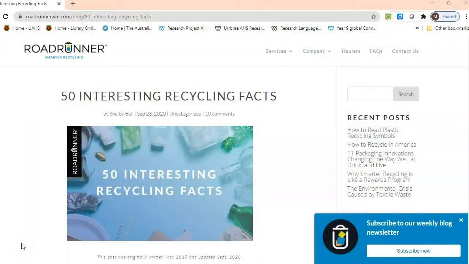This library bite is on how to determine where a website comes from. This is useful when trying to work out whether a website is trustworthy. For instance, here's a website I've found about 50 interesting recycling facts.